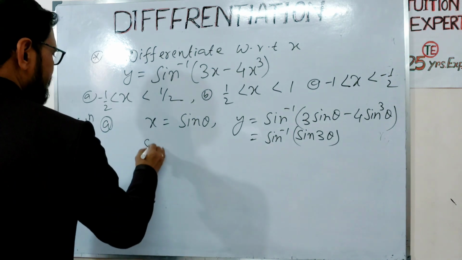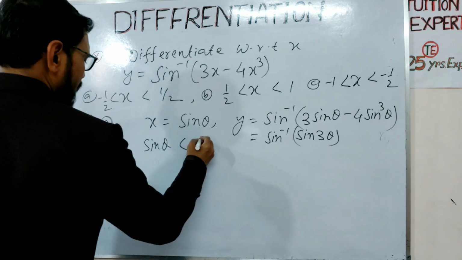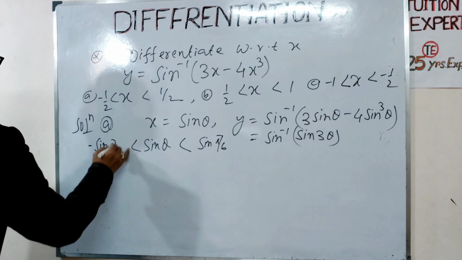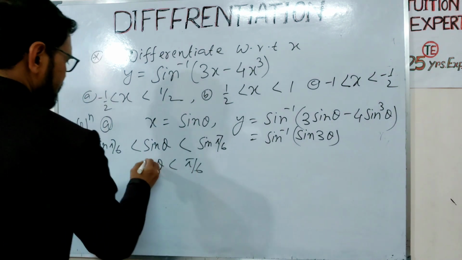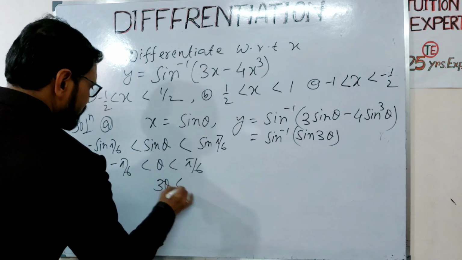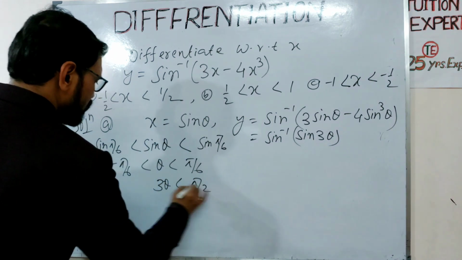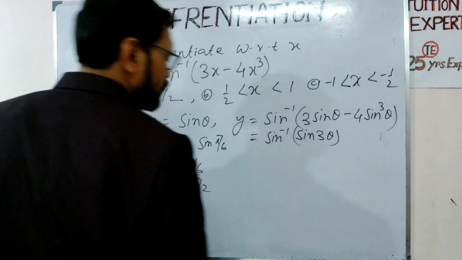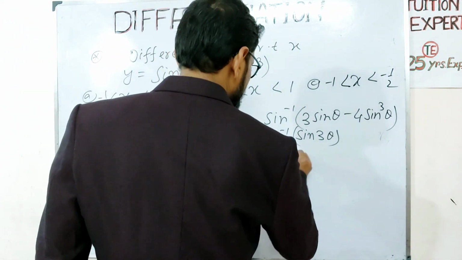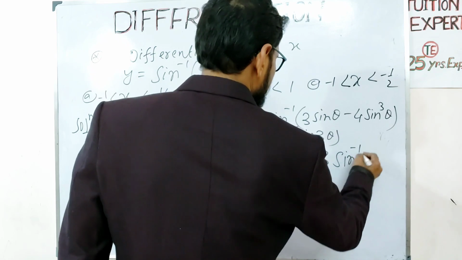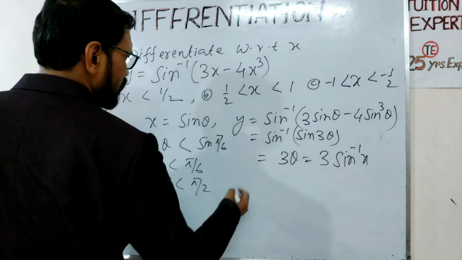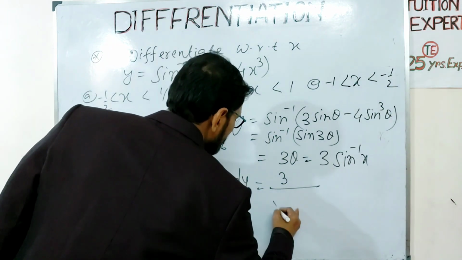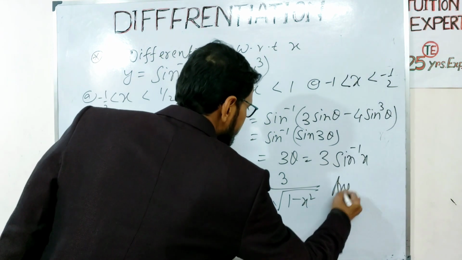Now x equal to sin theta, so sin theta lies between half and minus half, that is sin pi by 6 and minus sin pi by 6. So theta lies between pi by 6 and minus pi by 6. Now 3 theta, multiplying by 3, pi by 2 and minus pi by 2. So this angle lies in the principal value, pi by 2 to minus pi by 2. So this equal to 3 theta, which is equal to 3 sin inverse x. So y equal to this. Now dy by dx equal to 3 by root over 1 minus x square. This is the answer for A.